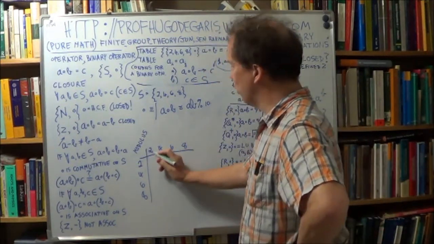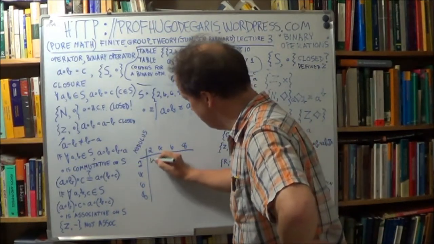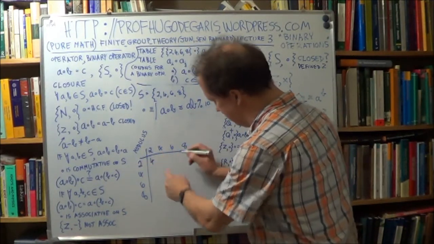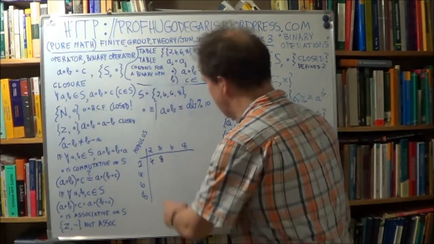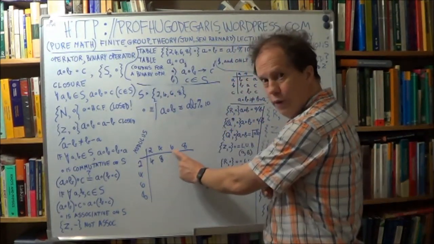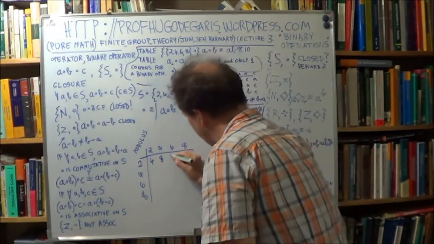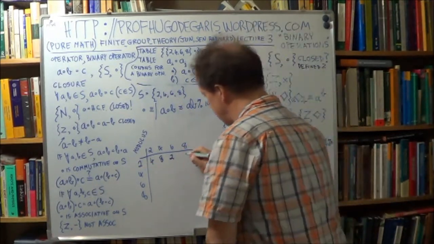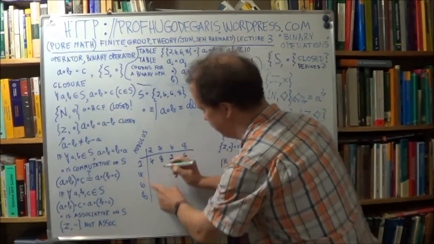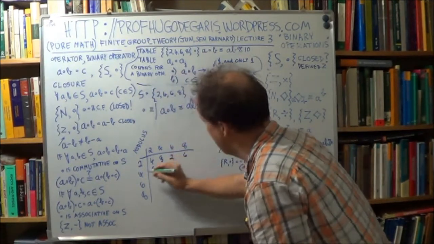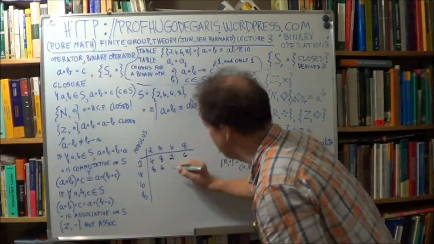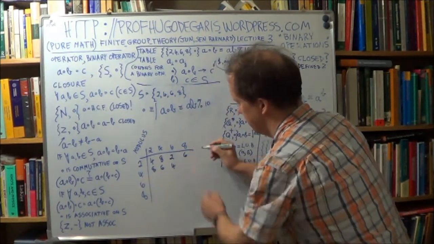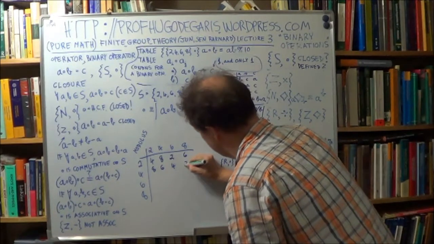2 times 2 is 4, mod 10, that's just 4. 2 times 4 is 8, mod 10, that's just 8. 2 times 6 is 12, mod 10, that's 2. And 2 times 8 is 16, mod 10, that's 6. Now I'll go a bit faster. 4 times 2 is 8. 4 times 4 is 16, mod 10, that's 6. 4 times 6 is 24, so that's 4. And 4 times 8 is 32, mod 10, so that's 2.